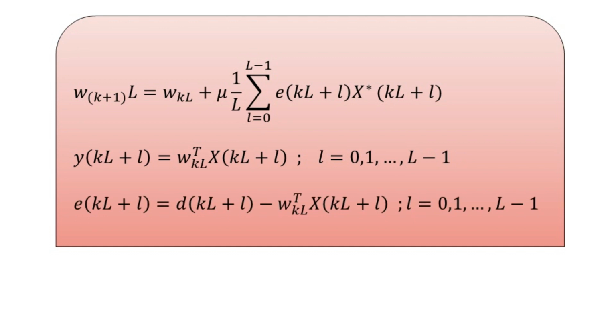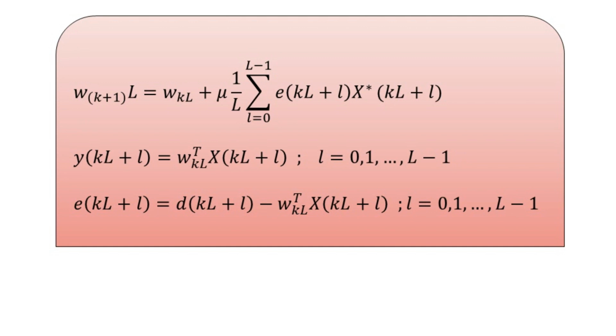The error signal can be denoted as e of kL + l, equal to the desired signal d of kL + l minus the transpose of the weight w_{kL} multiplied by x of kL + l, where small l has the usual notation, with values ranging from 0, 1, 2 and so on up to L minus 1.